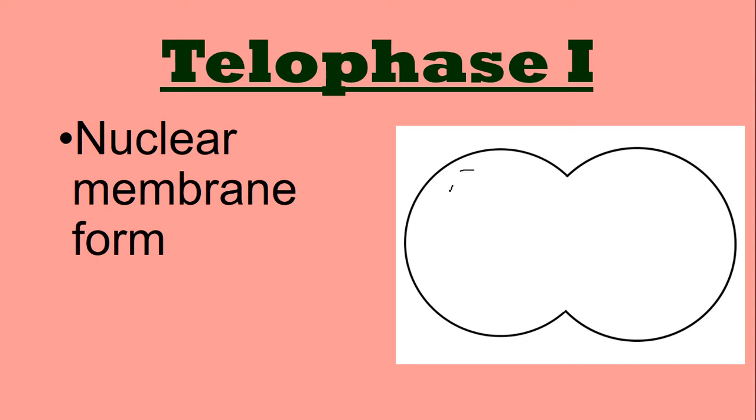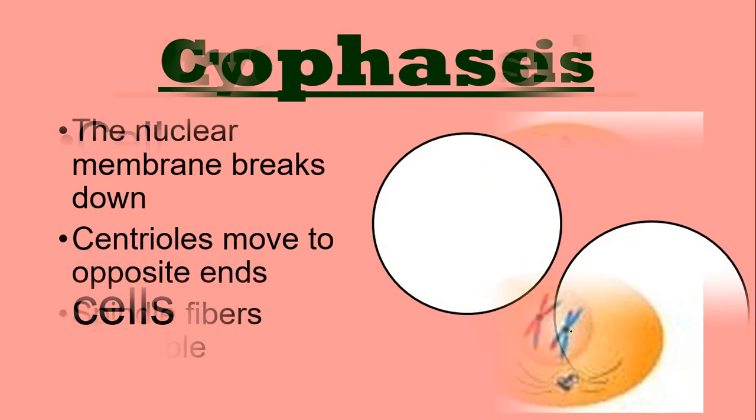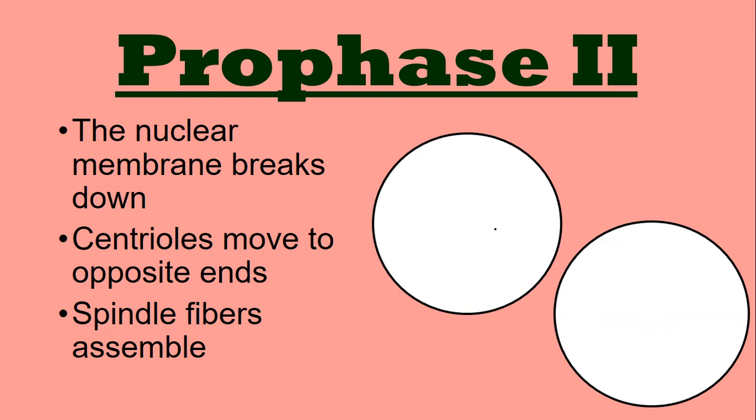During telophase 1, the nuclear membrane forms again around our chromosomes that have been separated to the other ends. And in cytokinesis, it separates into 2 cells, but you still have the chromosomes. So after this first cytokinesis, where we have 2 cells, each one of these cells is going to enter back into prophase 2. We're going to have our centrioles at the poles.